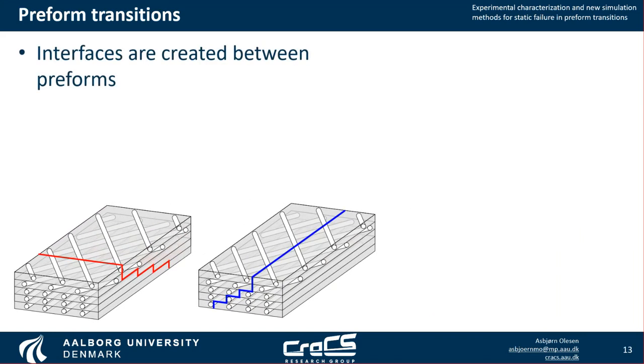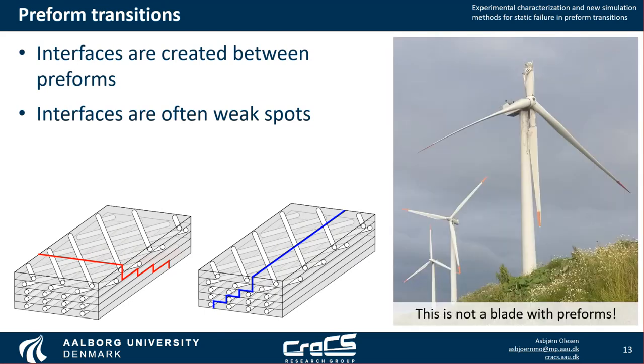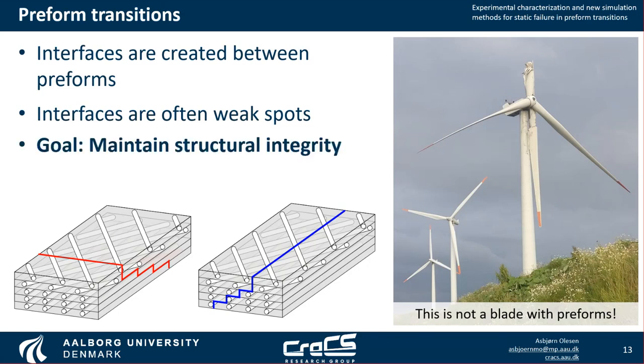Given that we have these interfaces, we must face the fact that interfaces in laminated composites are very often weak spots and initiators of failure. This is what we want to avoid. So we now have a goal that we must maintain structural integrity of our blades. And this is very important when we introduce preforms, because we have a lot of benefits coming from the manufacturing side, but these must not come at the cost of introducing structural weakness in our blades.